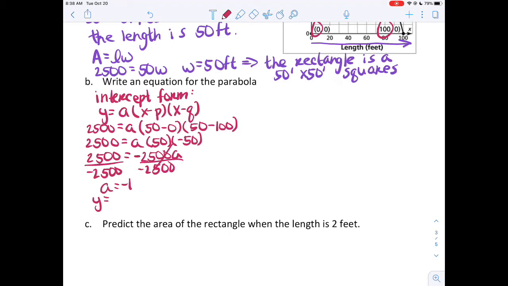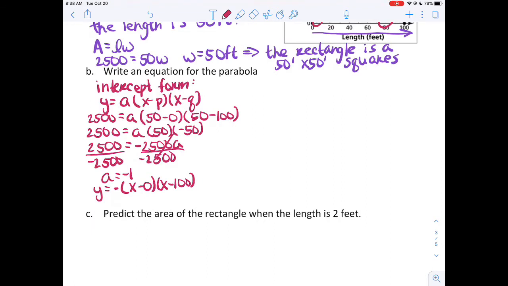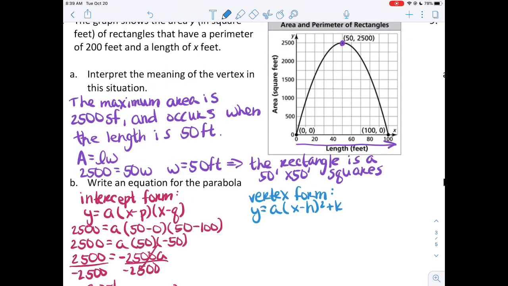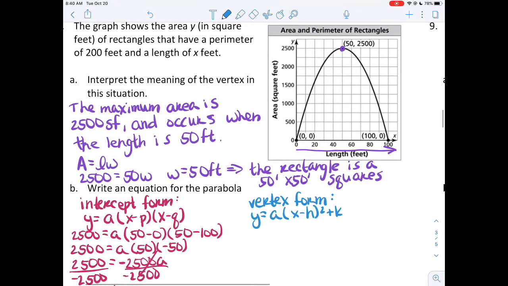And we can write the intercept form of our equation. Y is equal to negative, we don't usually write the 1, x minus 0, and x minus 100. We can simplify this a little bit because we don't normally write an x minus 0. That would simplify to x, leaving us with negative x times x minus 100. We can also write the equation of our parabola in vertex form because we have the vertex and we have a couple of points here, either 0, 0 or 100, 0 that we could use to solve for a.